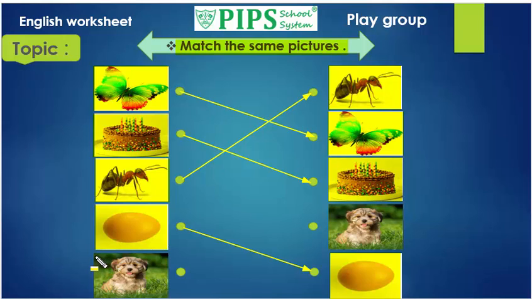The last picture is dog. This is a dog. Let's see where is the second picture of dog which is similar to it. Here is the second picture of dog. Now we will match the dog with the same picture like this.